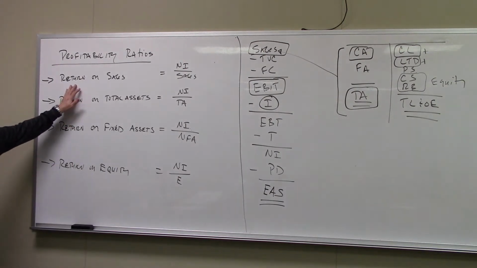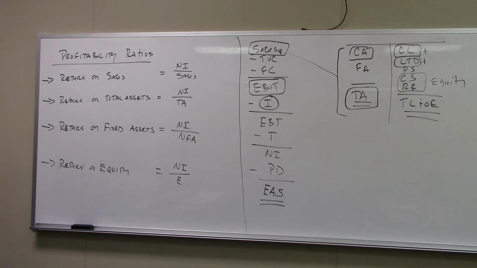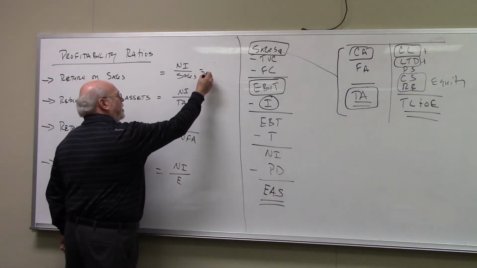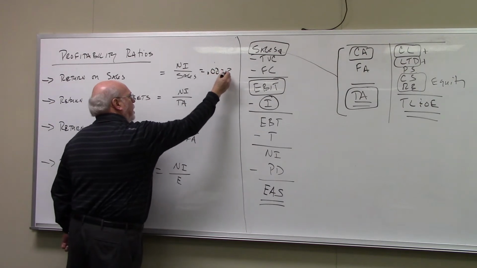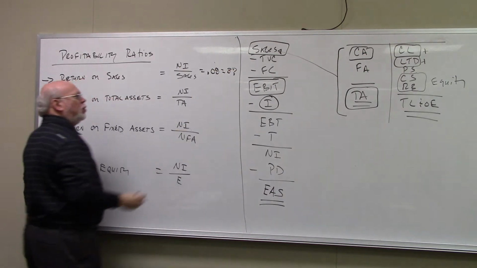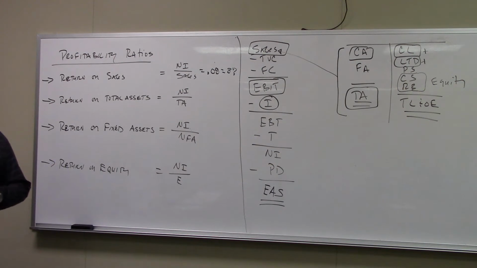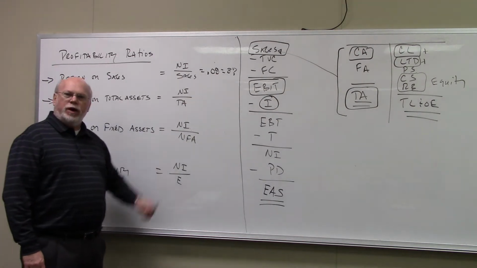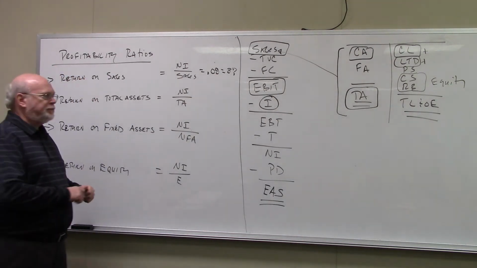Now, a common measure of profitability is profit margin, return on sales, net income divided by sales. And indeed, if this turned out in your calculator to be 0.08, that's the decimal equivalent of 8%. That means for every dollar in sales, you're generating 8 cents in net income. You have an 8% profit margin. All things being equal, of course, you'd rather have this to be what? Higher as opposed to lower.